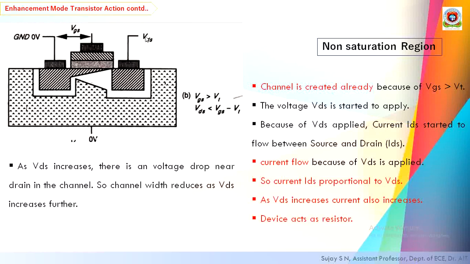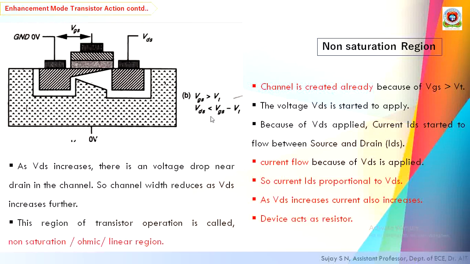Once we start applying VDS, the voltage drop occurs, and as we increase VDS, the voltage drop becomes more and more. So until VDS is less than VGS minus VT, current is going to increase as we increase VDS, and once it reaches VDS equal to VGS minus VT, the transistor shifts from non-saturation to the saturation region, the next region. Until VDS is less than VGS minus VT, we call it the non-saturation region, or the ohmic region, or the linear region. In this region, the transistor acts as a resistor. There is a finite resistance in the channel. Depending on that, current will be flowing.